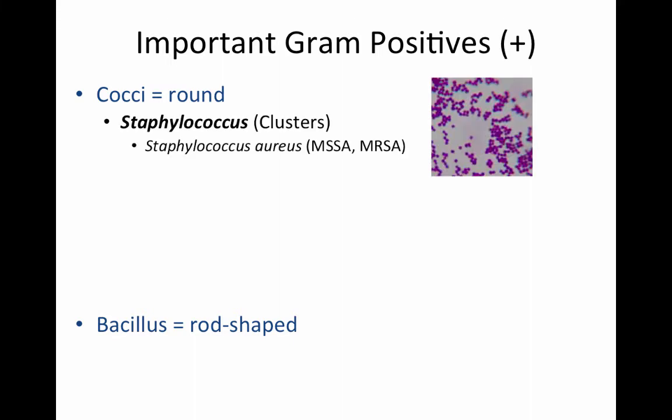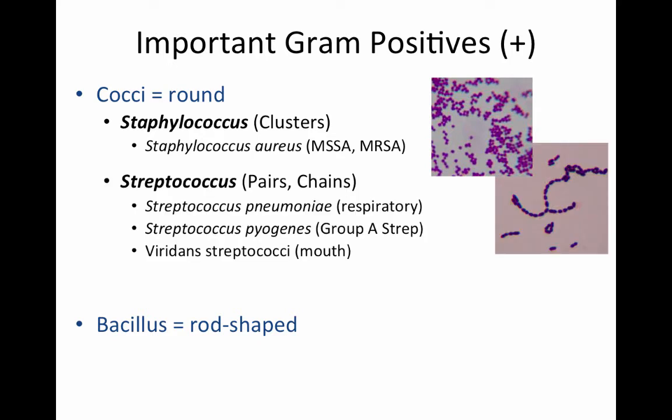Some important gram-positive bacteria to remember are broken down into either cocci or bacillus-shaped, so either round or rod-shaped. The first bacteria to remember is Staphylococcus, and this presents in clusters. Staphylococcus aureus is one of the most common bacteria that we talk about when it comes to antibiotics. We have both MSSA, which is methicillin-sensitive Staph aureus, and MRSA, which is methicillin-resistant Staphylococcus aureus.